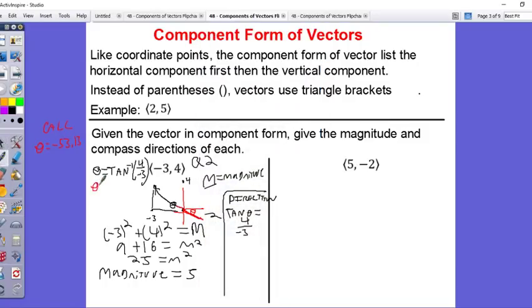So theta is equal to 126.87 degrees. And we could also call this 53.13 degrees north of west. So this is the solution for theta, all right? Let's break it down for the next example.